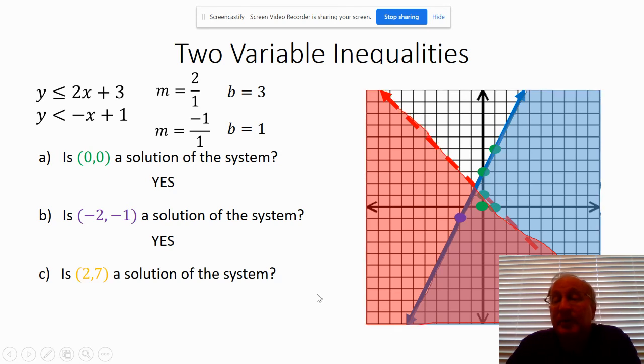But at 2, 7, my dot is up here, and notice it's on this line, but it's not in both the red and the blue, so therefore it is not part of the solution.